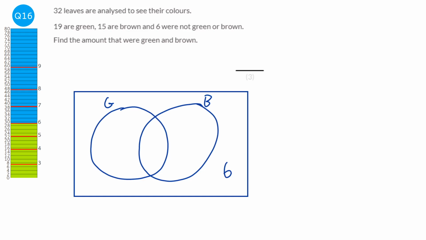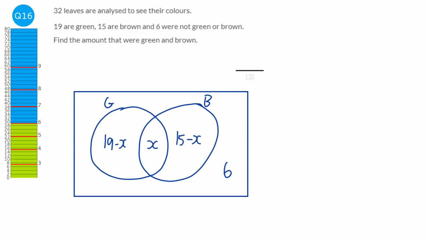We're told that 19 are green, but we don't know which, either they're in here or a bit of both. So what we can do is we can label the center X, and we can say that there are 19 take away X just green, because they could have been both green and brown. And for the brown we can do the same, so it'd be 15 minus X.